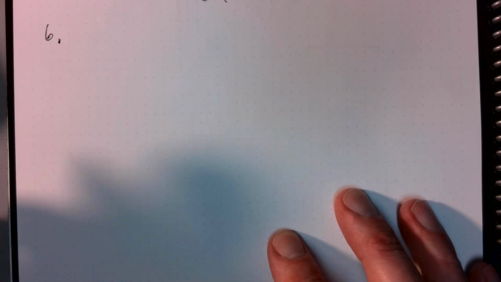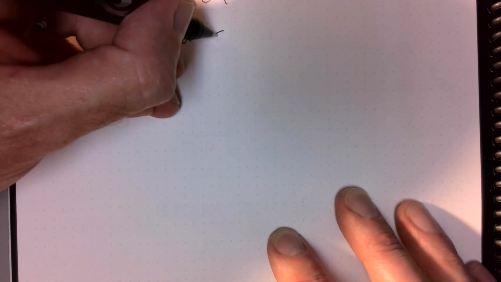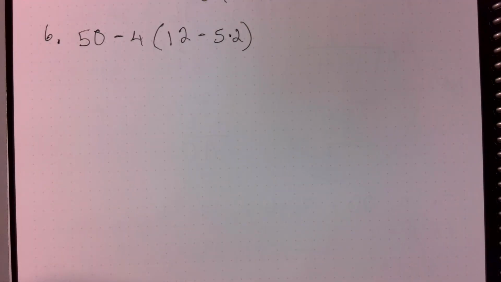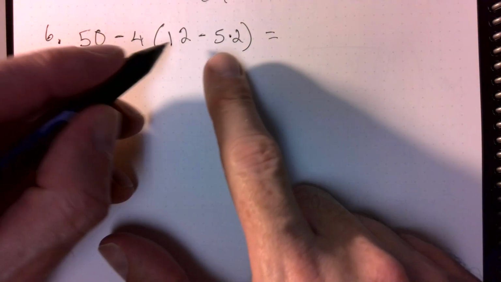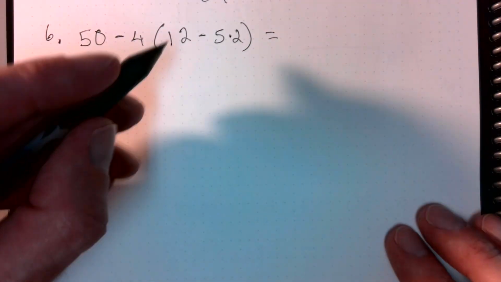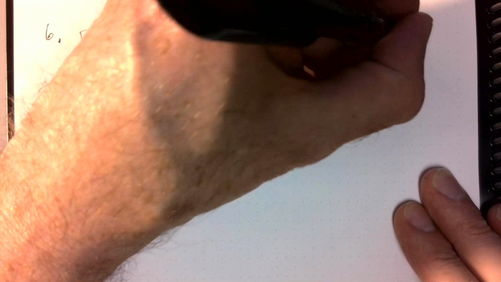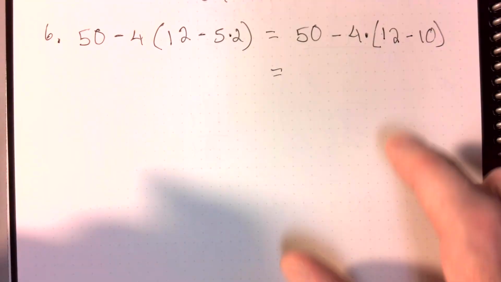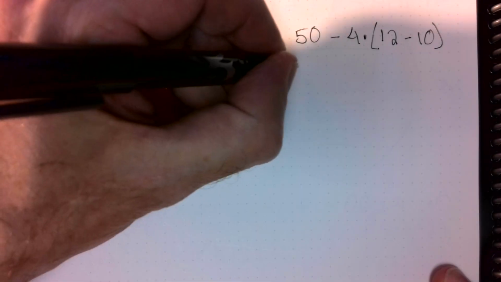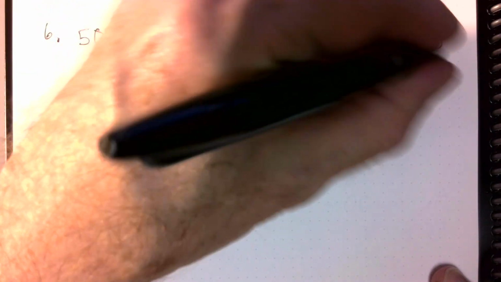Okay, let's do another one that has some parentheses in it. So we'll do 50 minus 4 times, in parentheses, 12 minus 5 times 2. All right, so we're supposed to work in the parentheses first. So what do I have in the parentheses? Well, I've got a subtraction and a multiplication. Order of operations tells me to do the multiplication first. I should do 5 times 2 and get 10. Now I do 12 minus 10, I got 2.